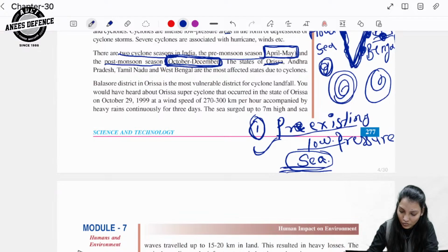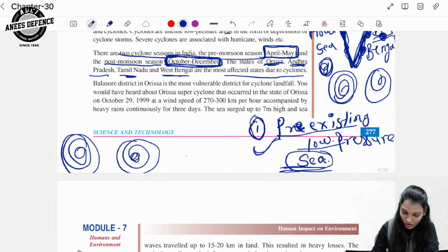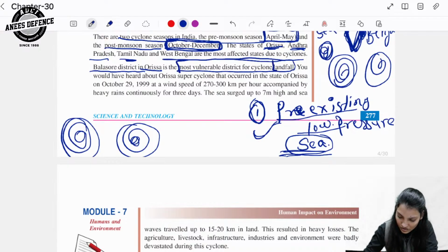See, it has given Odisha, Andhra Pradesh, Tamil Nadu, and West Bengal. These are the most affected states due to cyclones. A cyclone looks like this. They occur in a circular manner. Now, Balasore district in Odisha is the most vulnerable district for cyclone landfall. Here, there is a new term for you, I guess.